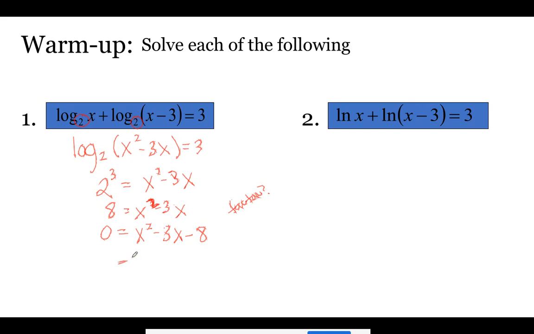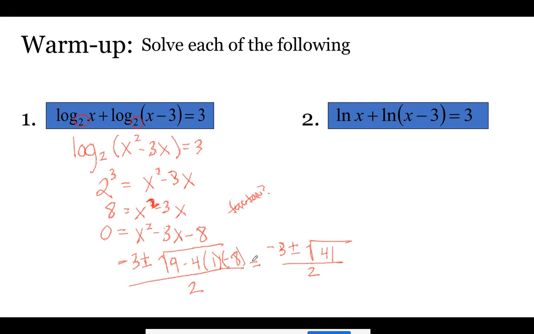So -3 plus or minus the square root of b squared, so 9 minus 4 times 1 times -8, all over 2. Right, so if we go ahead to try to simplify this, you've got -3 plus or minus the square root of, what is this? 9 plus 32, which is 41, divided by 2. So it gives us 2 solutions. 41 is not a perfect square.